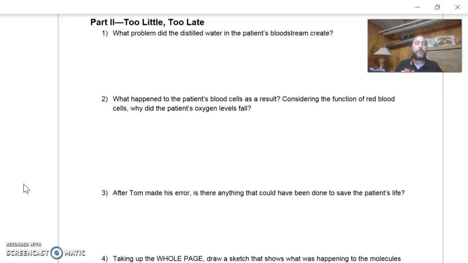What happened to the patient's blood cells as a result? Consider the function of red blood cells. Well, red blood cells carry oxygen. So the reason the patient's blood oxygen levels went down is that all of a sudden these red blood cells were bursting and couldn't carry oxygen.